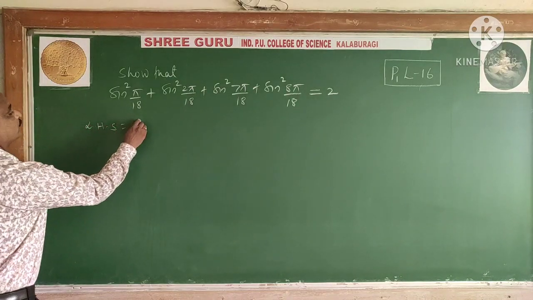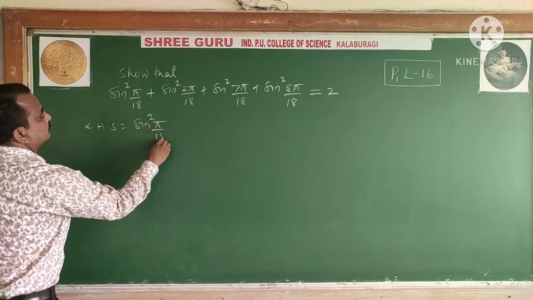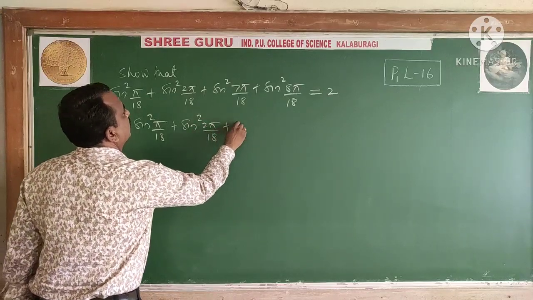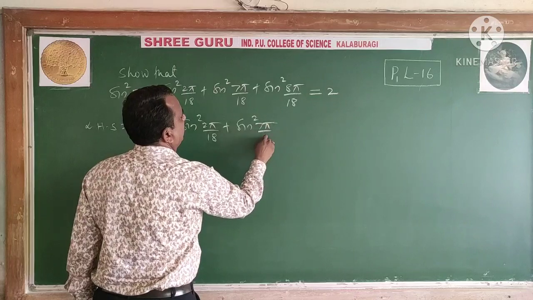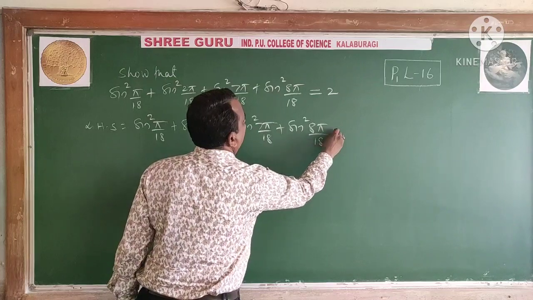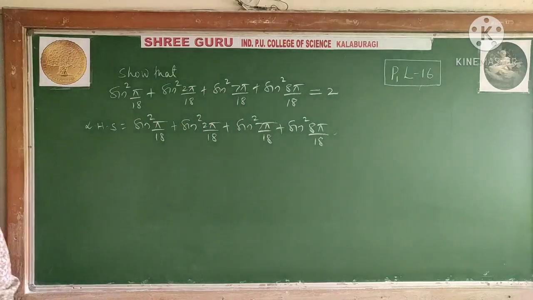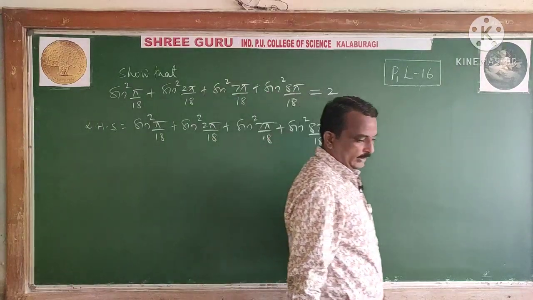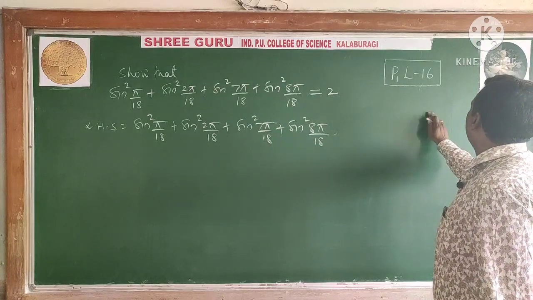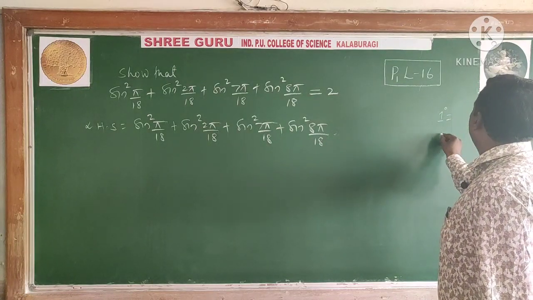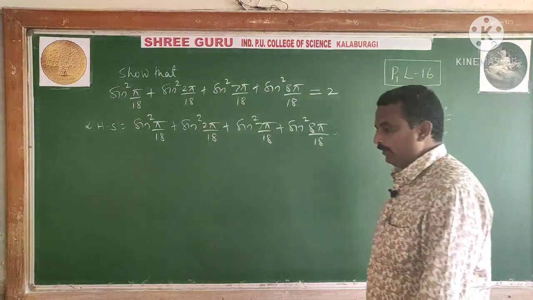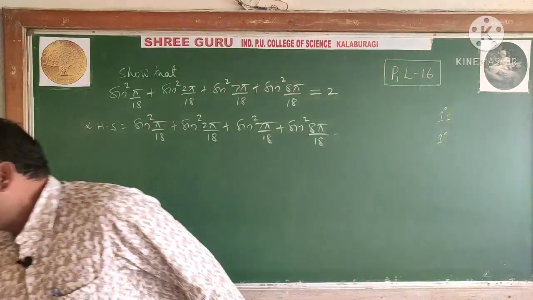LHS is equal to sin square pi by 18 plus sin square 2 pi by 18 plus sin square of 7 pi by 18 plus sin square of 8 pi by 18. This is your LHS. You have to prove it is equal to 2. Let us see how to convert. You know very well, friends, conversion of radian to degree, degree to radian. So here we will convert these.